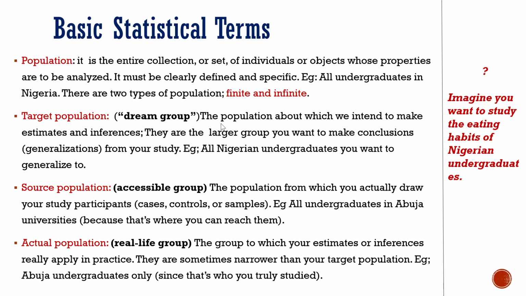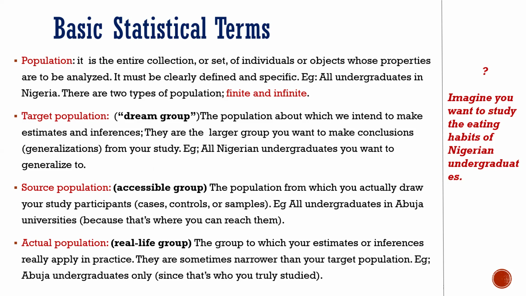So I'm going to show you an exam past question where they ask a question on this population. It's a 2024 past question they asked on this population, okay? So I'm going to be showing you what the questions actually look like. So actual population is the real life group. They are the group to which our estimates or inferences really apply in practice.